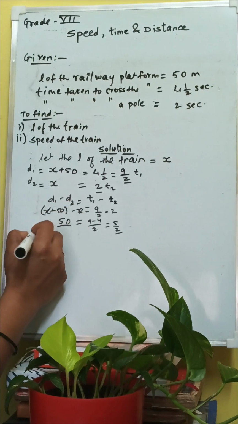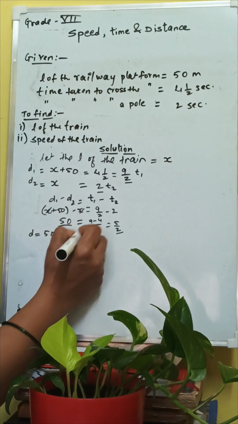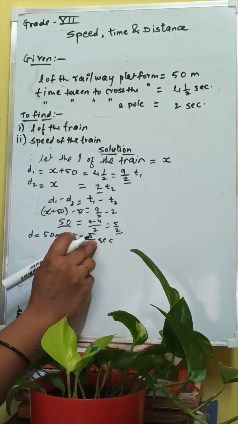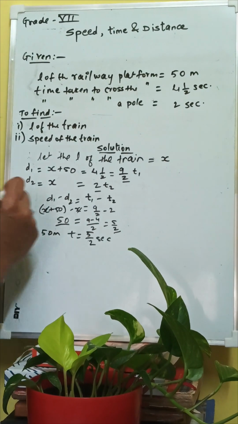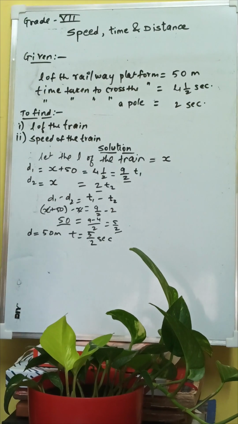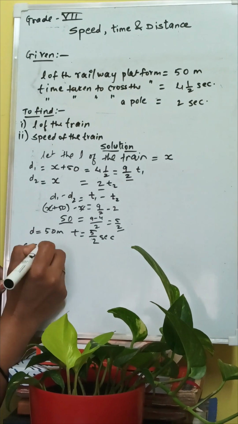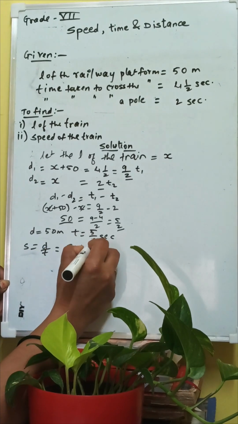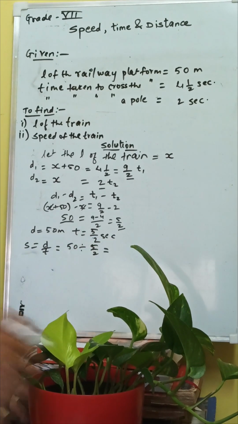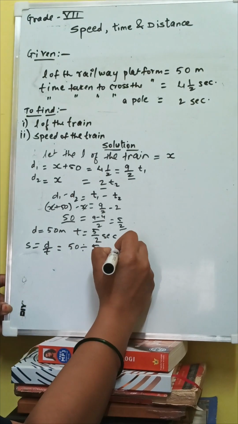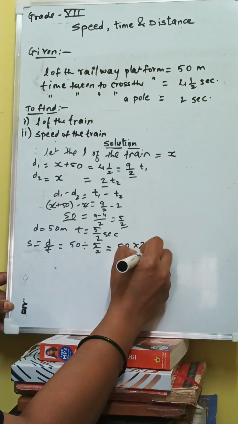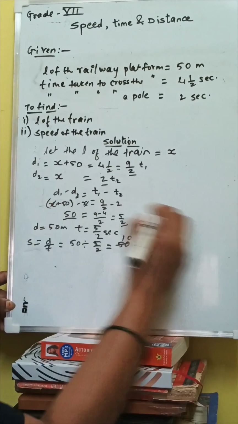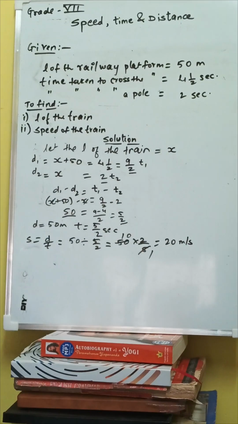So for covering a distance of 50 meters, the train is taking 5 upon 2 seconds. Now let's take our distance as 50 meters and time as 5 upon 2 seconds. Now that we have the distance and time, let's find the speed. Speed is equal to distance upon time, 50 divided by 5 upon 2, which is 50 into 2 upon 5. 5 ones are 5, 5 tens are 10, so 10 into 2 is 20. Now the speed is 20 meters per second.